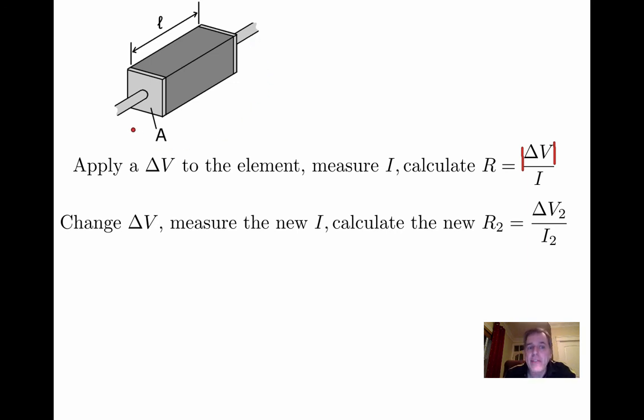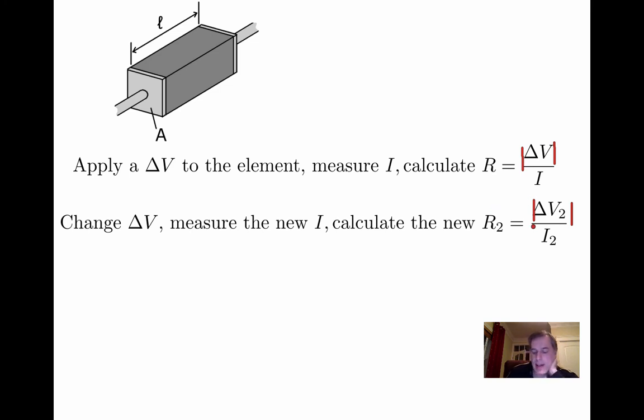You apply a different delta V now, and you measure the new current. You calculate again the resistance using the new delta V, again, really in absolute value. You change the delta V to a new value, I call that delta V2. You measure the new current, you do the ratio, you get R2. Now the key point is that for some elements, for some objects, no matter what delta V you apply, you get always the same R. Okay, the ratio always comes out to be the same.